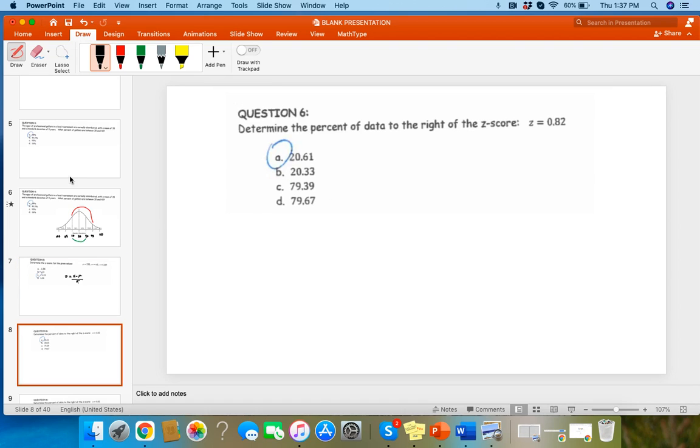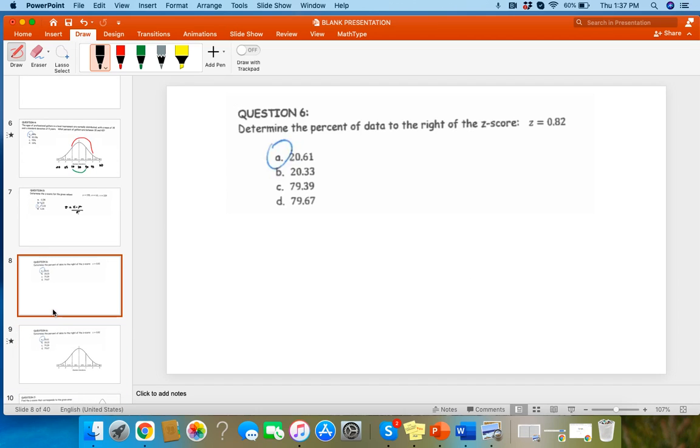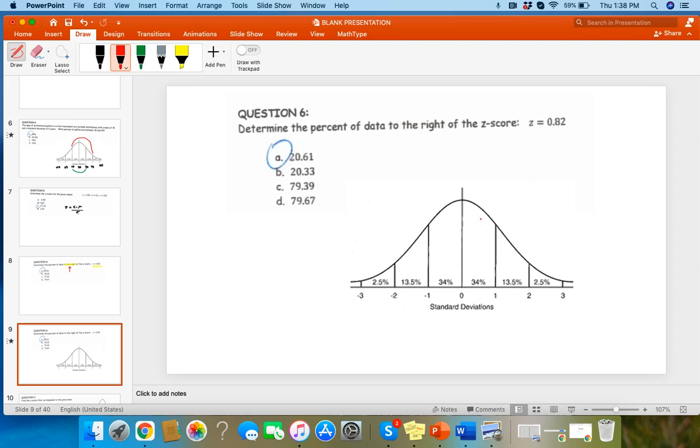Now, here is the first one that was actually the most tricky one. And this one involved, if you look at it, it says determine the percent of data. Now, what's tricky about this is the next one, to the right of the z-score. Now, they gave us a z-score of 0.82, but they want us to find the probability to the right. And remember that your z-score tables only tell you the probability to the left. So if you're using your z-score table and you know that your z-score is 0.82, so that it's somewhere here, you know when you look it up that your z-score of 0.82 is going to give you the probability of everything to the left of that line that you're doing.